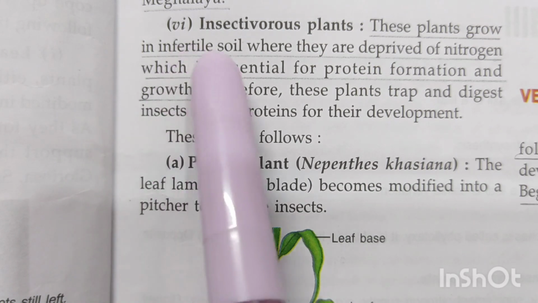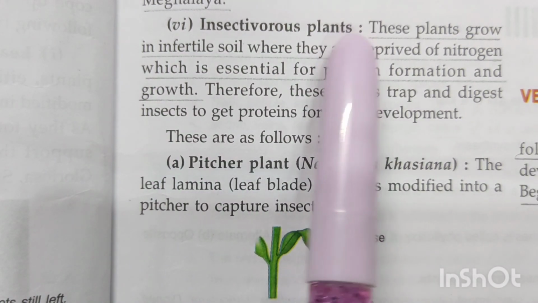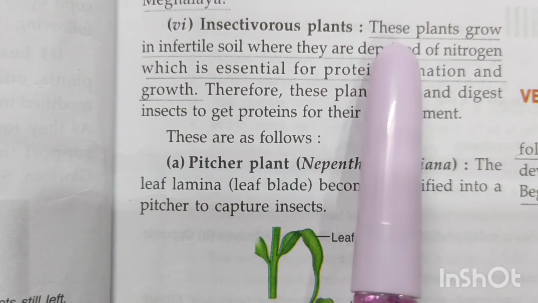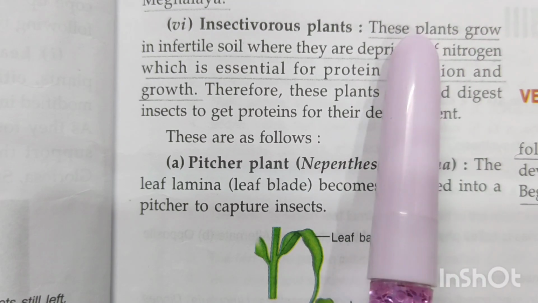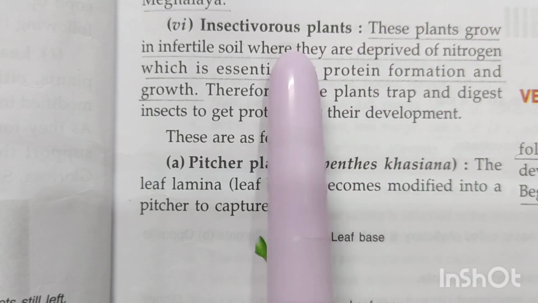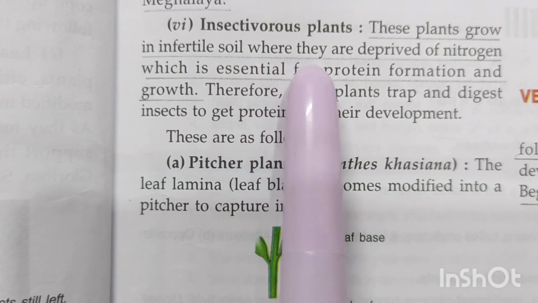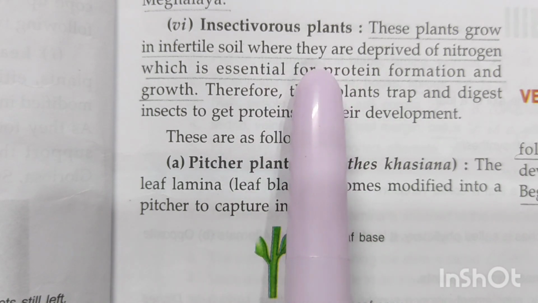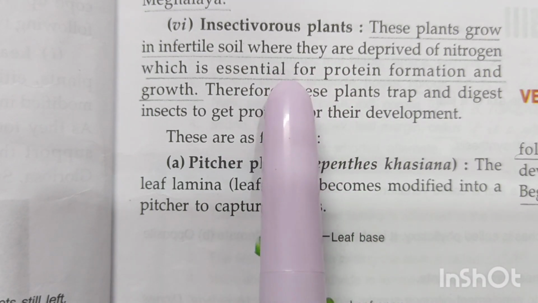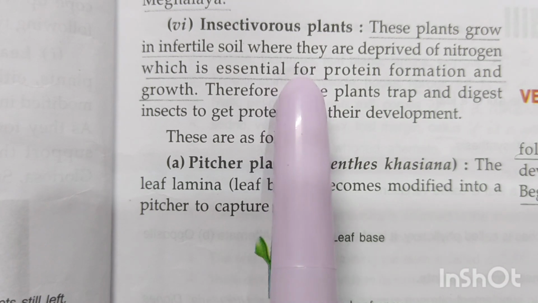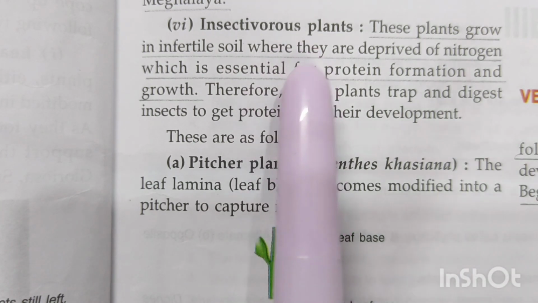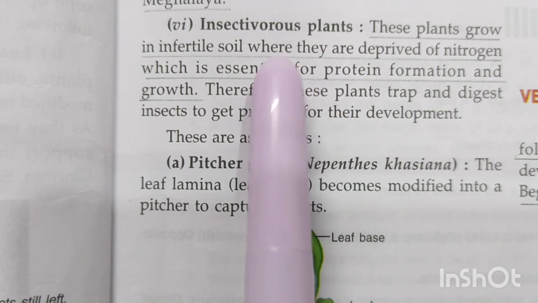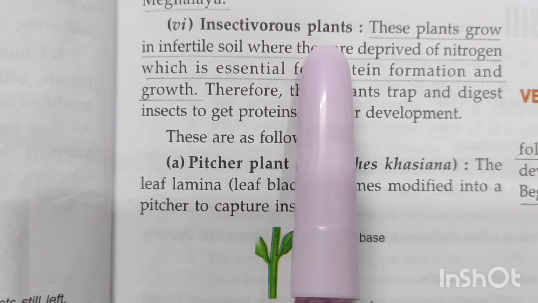Now the next one is insectivorous plants. Sometimes the leaves of certain plants help in making certain structures which can trap insects. And then these insects are eaten away by the plant. So such plants, children, where the leaves can even get modified in trapping insects, are known as insectivorous plants.